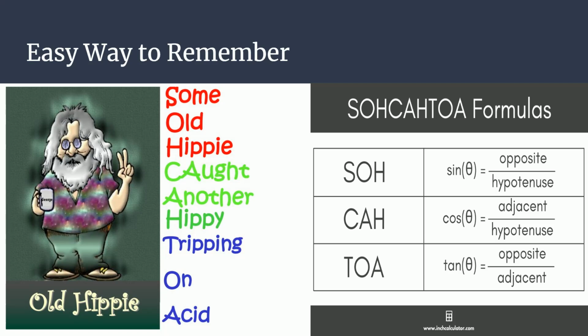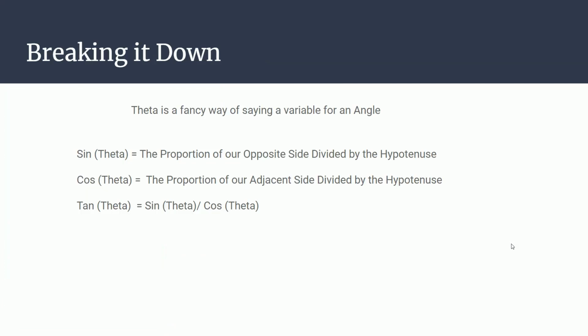So what we need to realize is that all of these are trigonometric functions. They're essentially equations that we can memorize. Sine theta is opposite divided by hypotenuse. Cosine of theta is equal to adjacent divided by hypotenuse. Tangent of theta is equal to opposite divided by adjacent. But what does that mean?